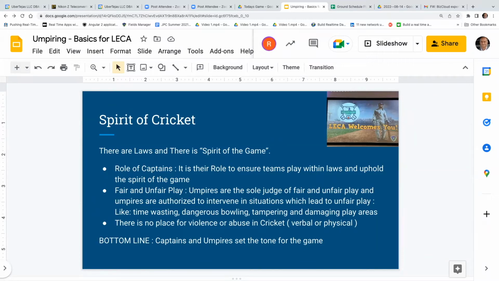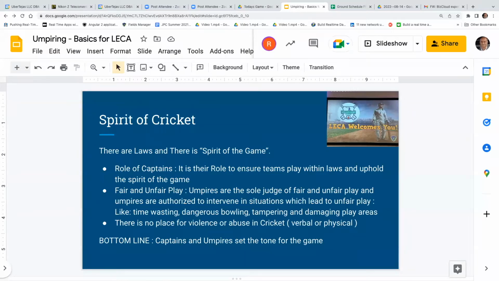First and foremost, I want to take out the misnomer that the umpires are responsible for all things on the ground. No, it's the responsibility of the captains to uphold the game. Umpires are there as an escalation and to judge it. It's not their job to continue to tell the captains what to do. So one of the first things I want everybody to understand is that the biggest role in the spirit of cricket belongs to the captains, to make sure their teams follow the rules and uphold the spirit of the game.